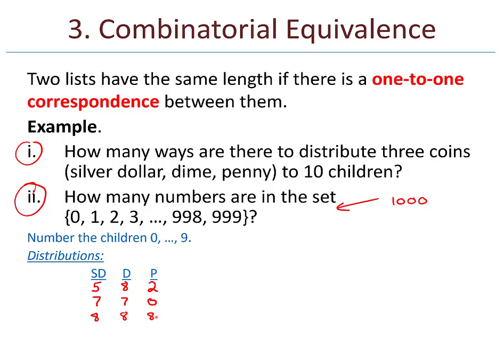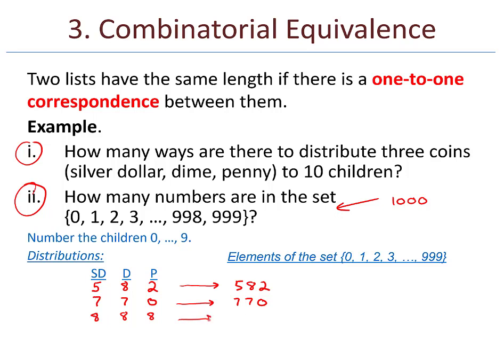Now, each distribution corresponds to some number in that set from 0 to 999. What do you think? This distribution of 5, 8, and 2 looks a whole lot like the number 582. And the distribution where child 7 gets the dollar, child 7 also gets the dime, and child 0 gets the penny, that looks a lot like the number 770. And 888 on the left looks a lot like 888. So I've made a function from distributions to elements in this set.